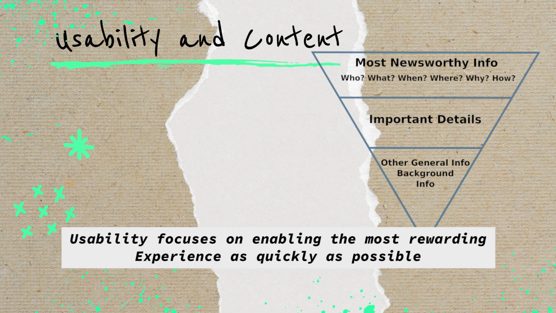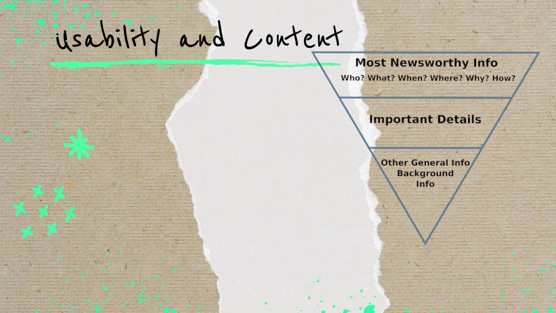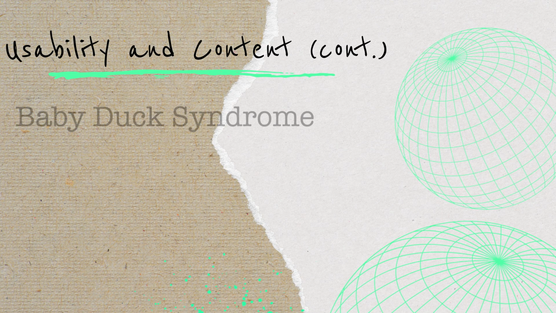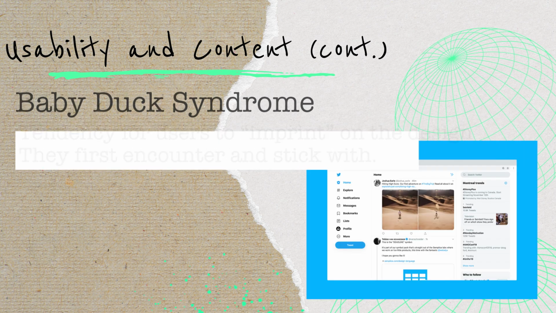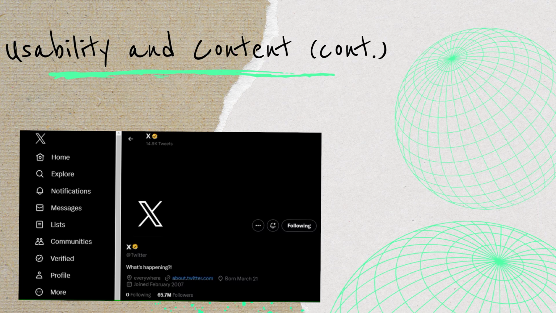News sites use the inverted pyramid or waterfall effect. Start with headlines and summaries, then go deeper. We also see the baby duck syndrome, where users resist change and stick with familiar designs, like the backlash when Twitter became X. Gradual updates and better interfaces help ease these transitions.